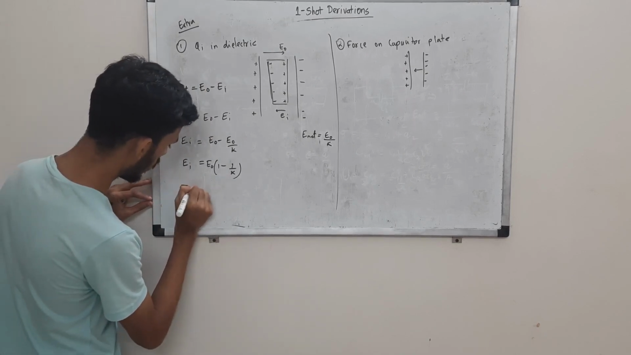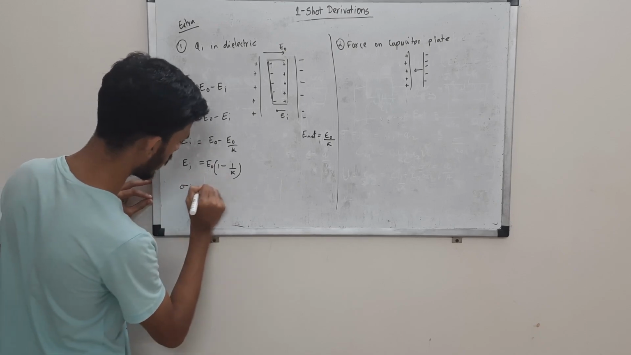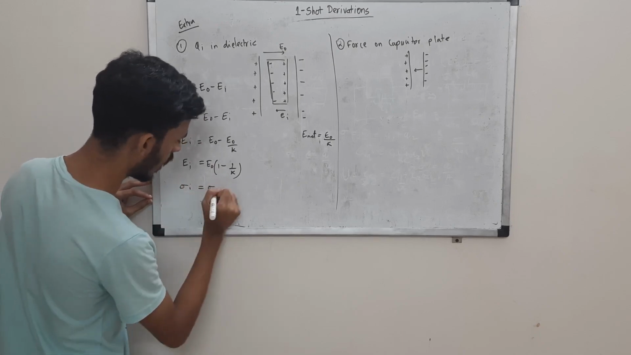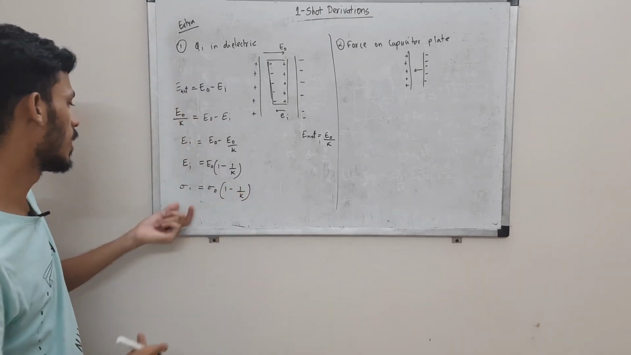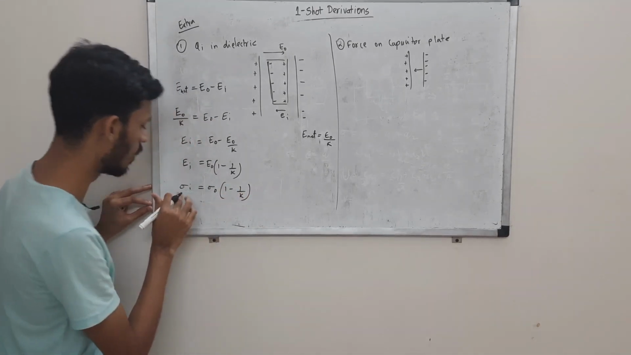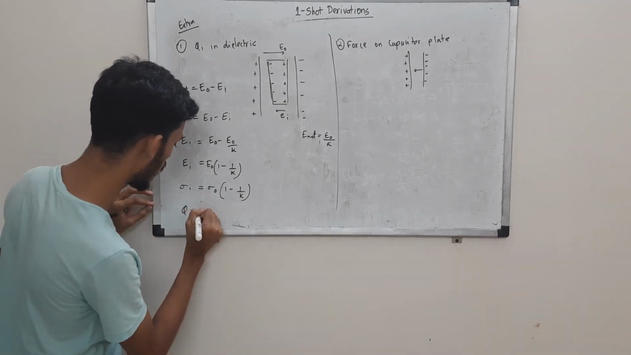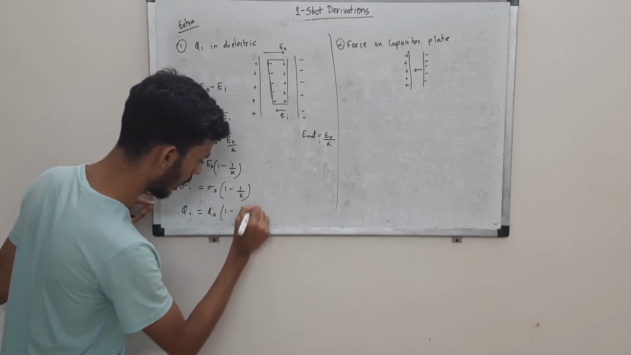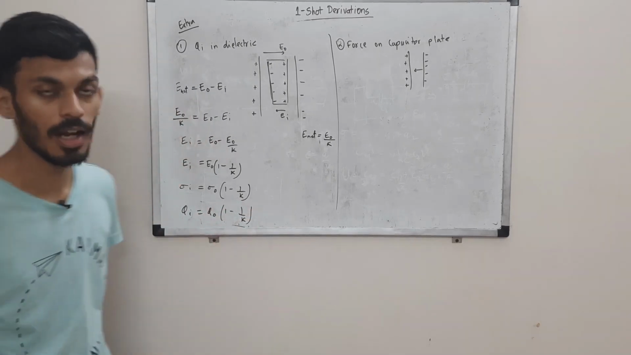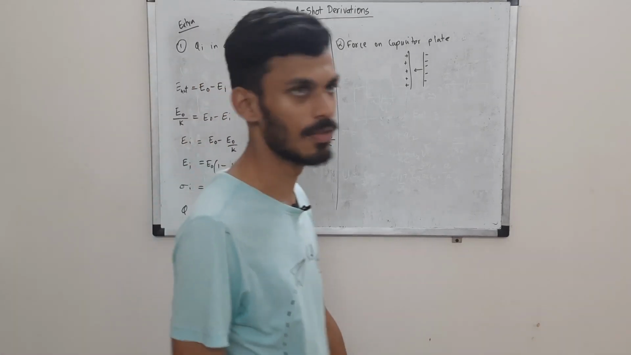Sigma upon 2 epsilon naught, and 2 epsilon naught will be common everywhere and it can cancel. So sigma of I is sigma of O, 1 minus 1 by K, and we can also write it in terms of Q. Sigma is Q by A and A here is common, so we can cancel that. So Q is equal to Q naught, 1 minus 1 by K. Okay, so this is the relation for induced charge on the dielectric placed between the plates of a capacitor.